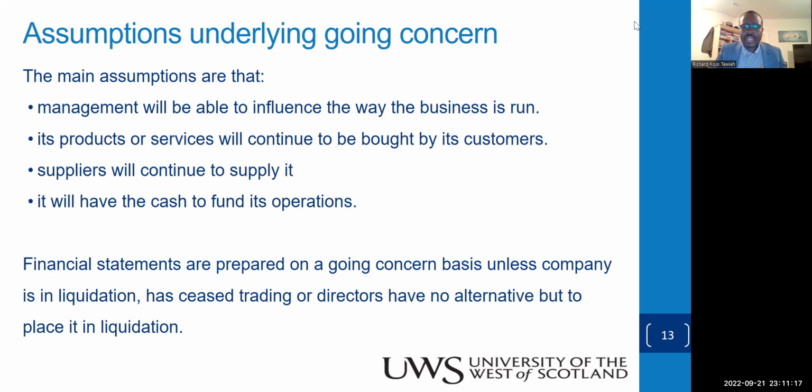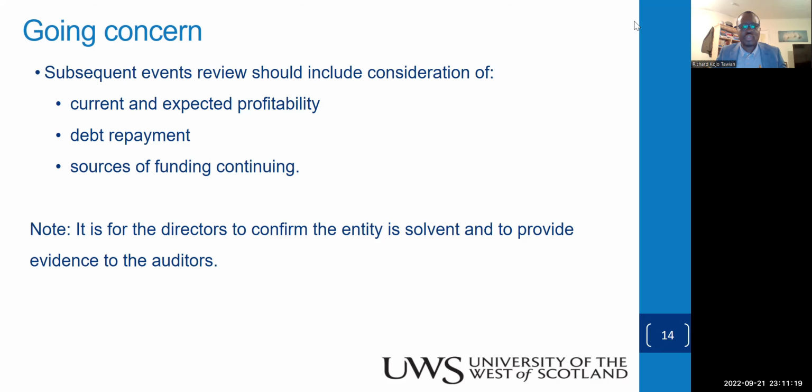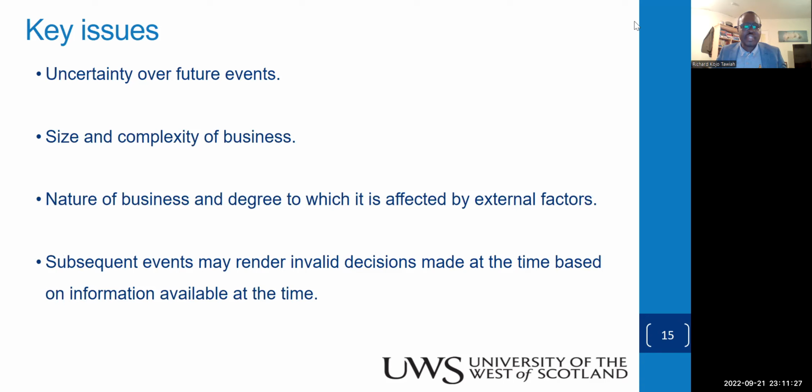Okay, the directors must prove to us that the company will survive, but they must give evidence to the auditors. All right. There are key issues we need to consider: uncertainty over future events, the size and complexity of the business, the nature of the business, and the degree to which it is affected by external factors.